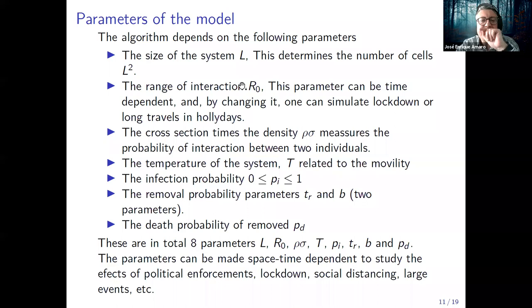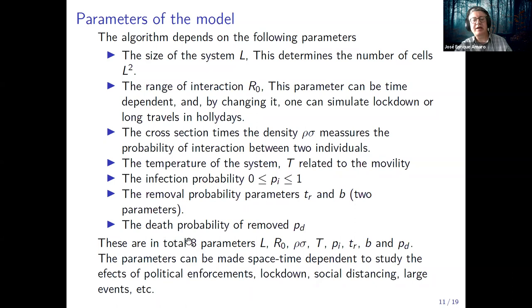Then the third parameter is a cross-section times density, that is rho sigma. This measures the probability of interaction between two individuals. Then the temperature of the system, T, is related to the mobility. And these are physical parameters. And then there is the infection probability, some number between 0 and 1. Then the removal probability parameters, TR and B. These are 2 parameters more. And finally, the death probability, P of death. So in total, there are 8 parameters.